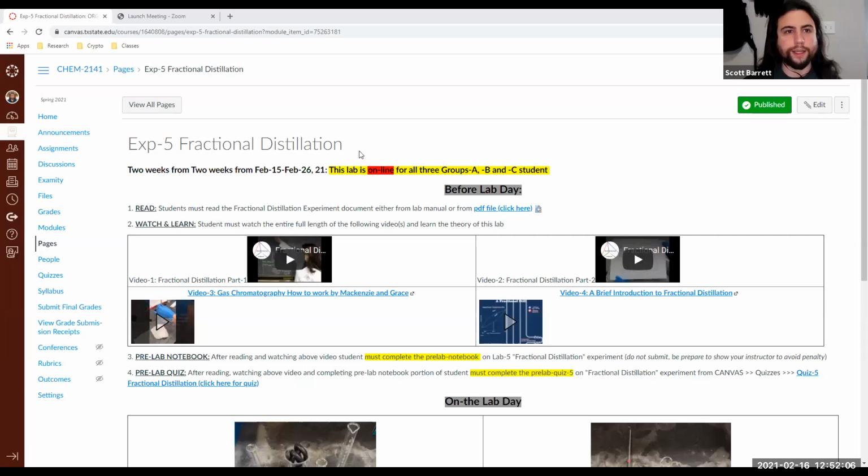Let's switch back. Okay, share screen, back to the module. We're going to look at that firstly. So, all right, looking at the module here this week, firstly, we're going to go ahead and read through the fractional distillation experiment document from the lab manual and the PDF file. We'll be reviewing that here shortly.